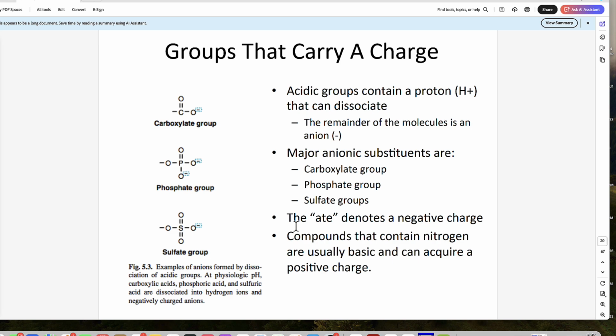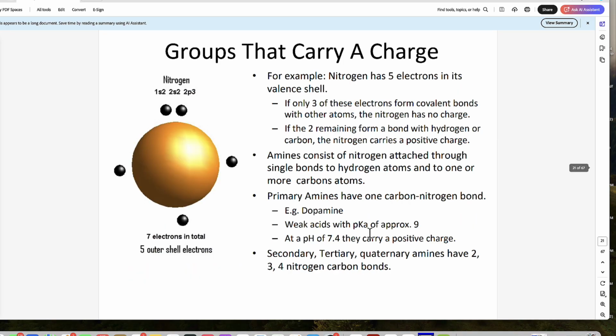That 8 in the word denotes a negative charge. So whenever you see a carboxylate, phosphate, sulfate, know that it's going to carry a negative charge with it. Also, compounds that contain nitrogen are going to be basic, and they're going to acquire a positive charge. So these are just some characteristics to help you remember or to think about these molecules when you see them, because it's going to again tell you about its ability to interact or to respond.